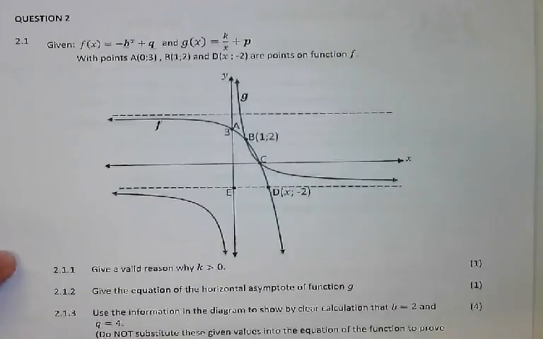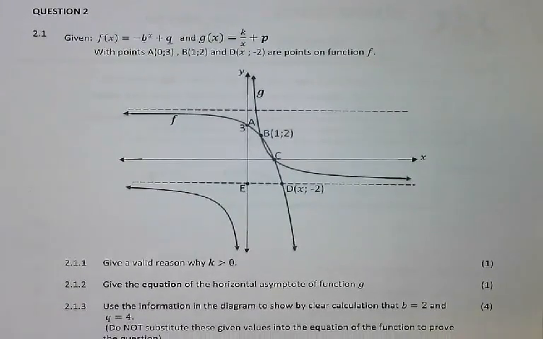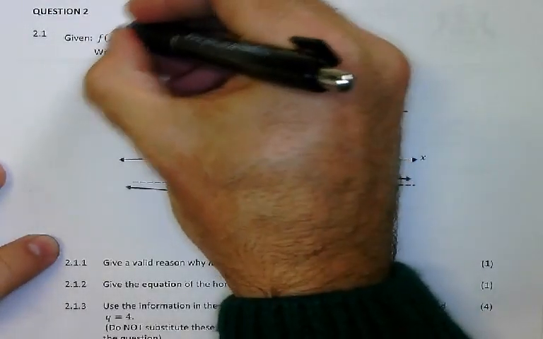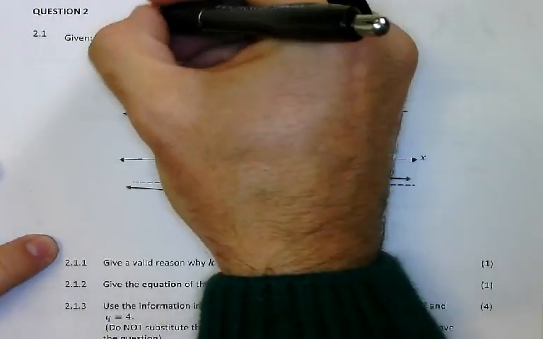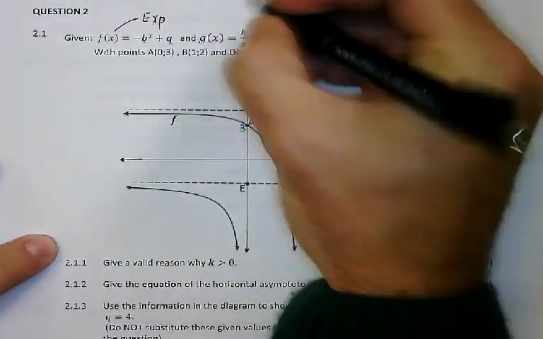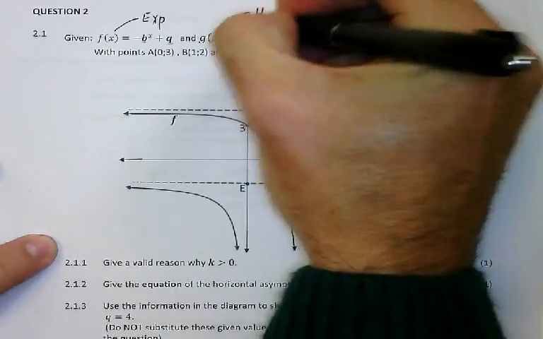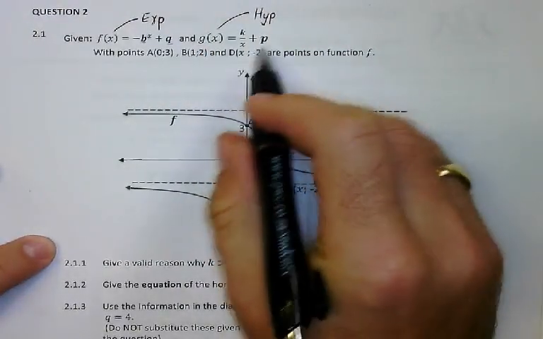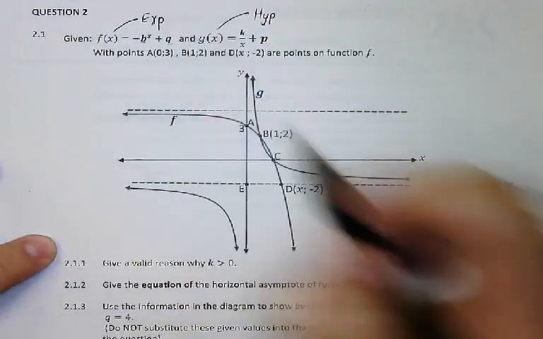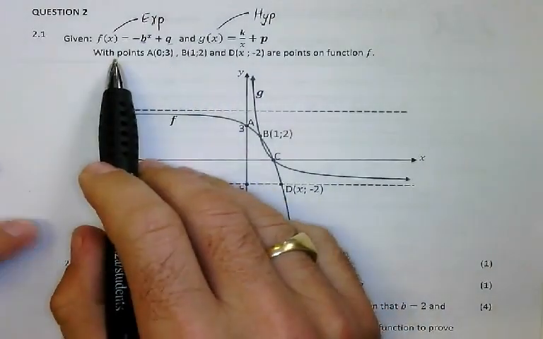f(x) is equal to negative b to the power x plus q, and g(x) is k over x plus p. Before we dive in any further, we should know that f(x) shows us an exponential graph, while g(x) speaks about a hyperbola. We know that because of the formats those two functions are in.